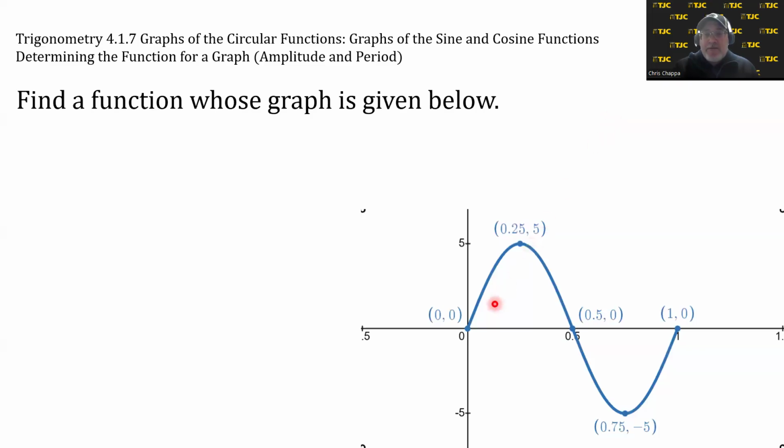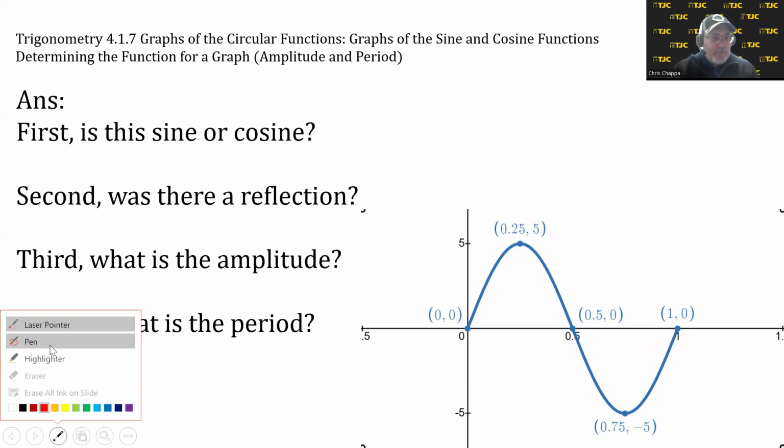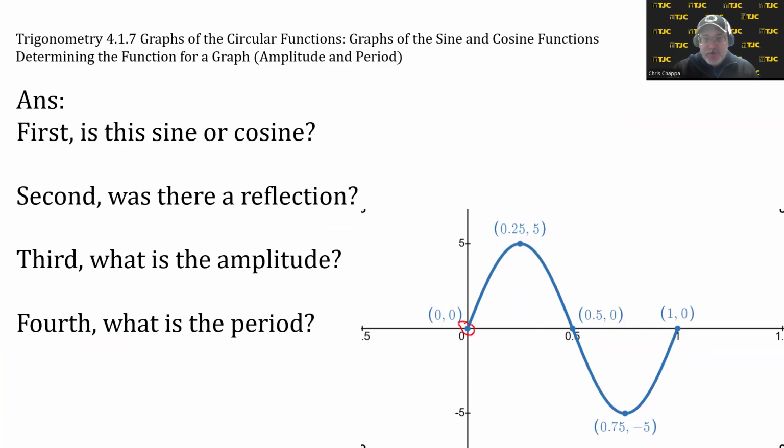Find a function whose graph is given below. Notice I have the relevant quarter period points labeled. Let's answer the 4 questions. First, is this sine or cosine? Well, this starts in the middle, so it's going to be sine.